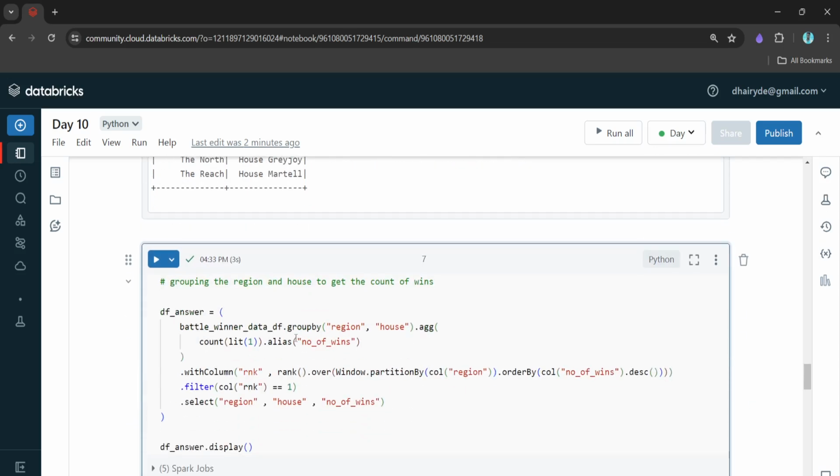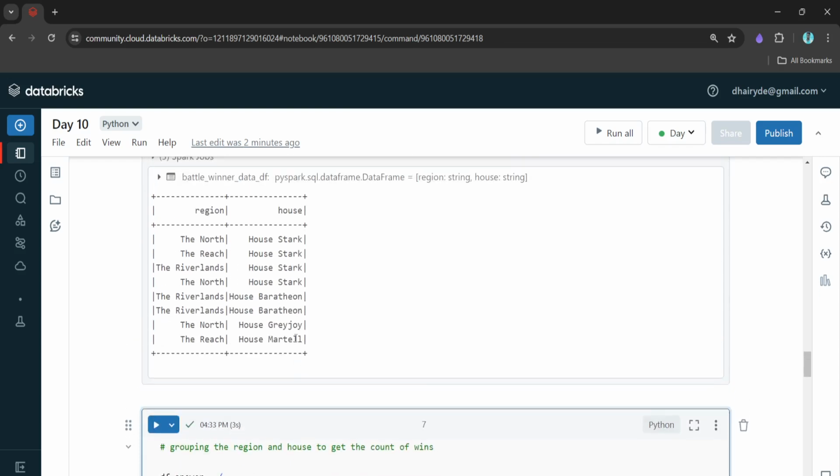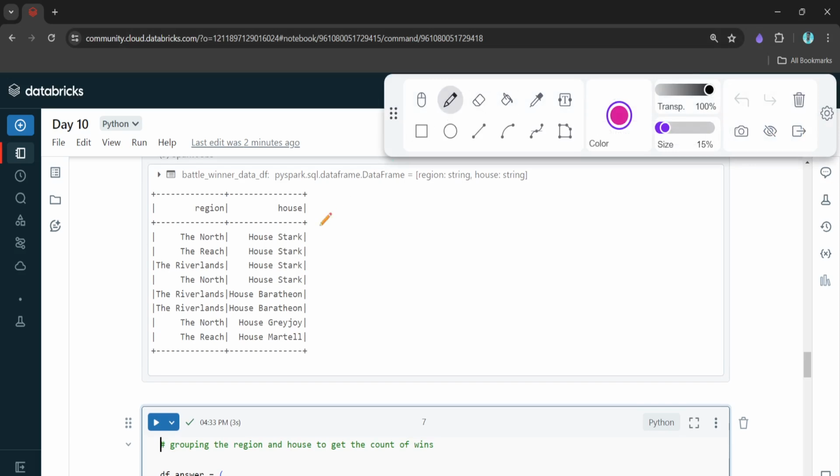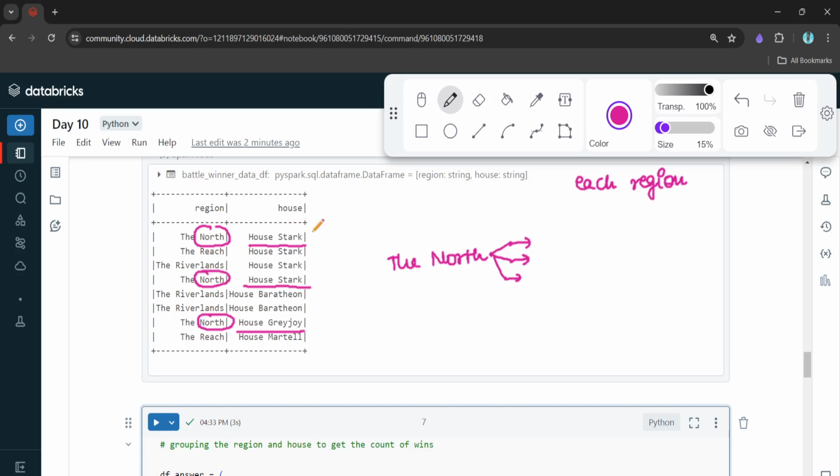So now we should be good with the aggregation and getting our answer, right? But before we do the aggregation, let's try to understand here what we should get in the output. For each region we had to find, if you remember. So for the north, how many records are there? Here, if you see, we have this, and we have this. So for the north, we have three records, right? The first is house Stark, house Stark. Here also we have the same, and the next is this one, house Greyjoy.